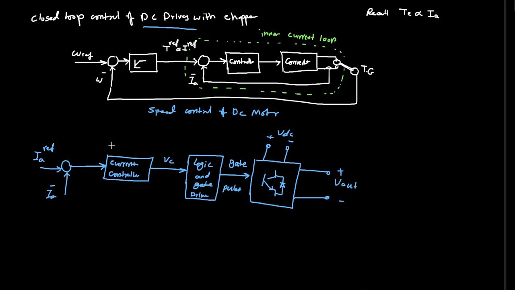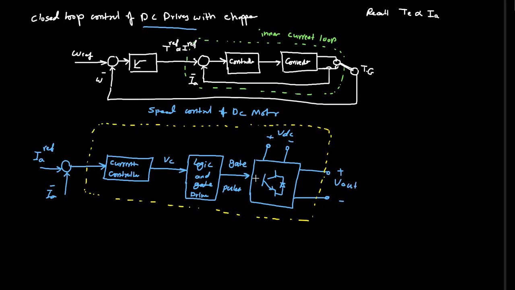So simply we need to have a mathematical model that represents this system. And this is the only difference between the DC drive controlled by a chopper and the previous chapter, which was the controlled rectifier DC drive. In that case, we had a controlled rectifier. Now we have the chopper. We have here a current controller, which can be linear or non-linear. And here we have a logic and gate drive.